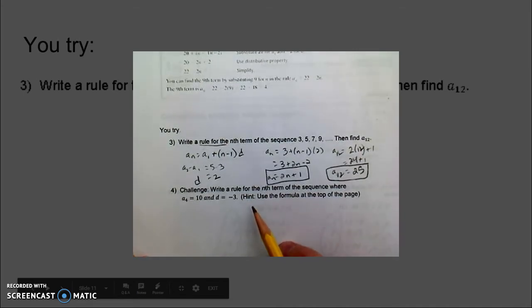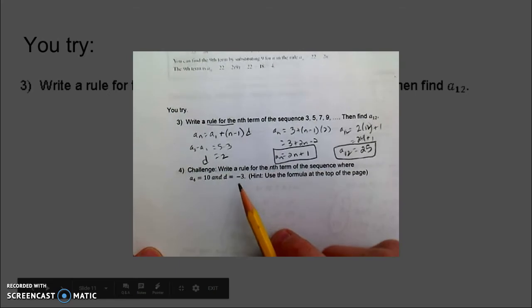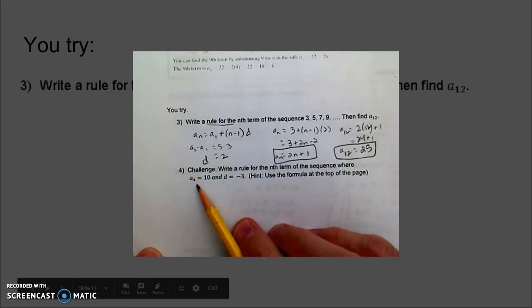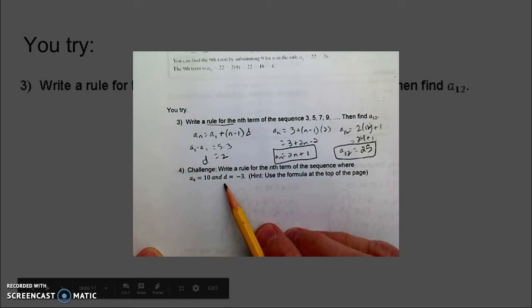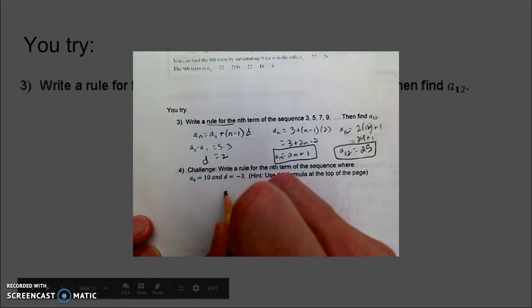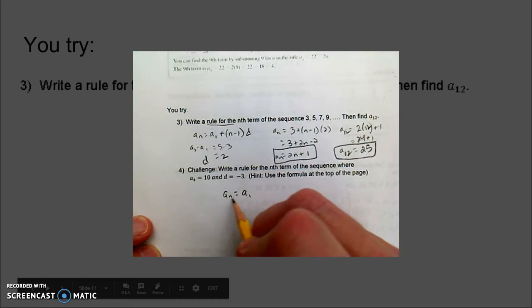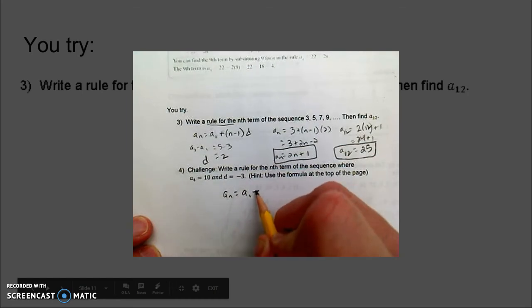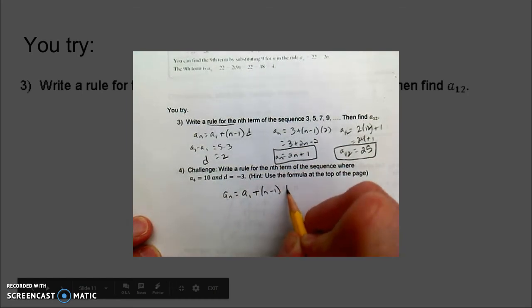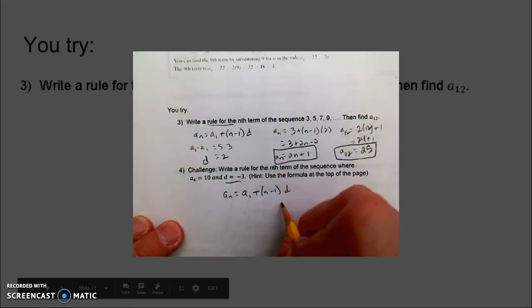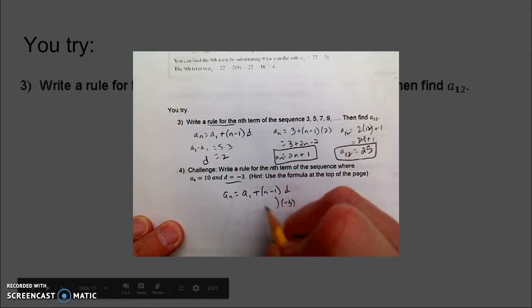Let's see if we can work backwards for our challenge. Write a rule for the nth term of the sequence. We're given a sub 4 is 10 and d is negative 3. Well, let's go ahead and write down our general form. A sub n equals a sub 1 plus n minus 1 times d. Well, what do we know? The d is negative 3.